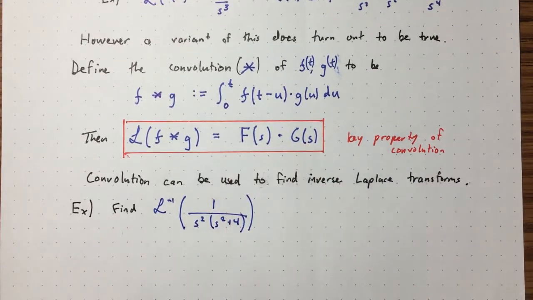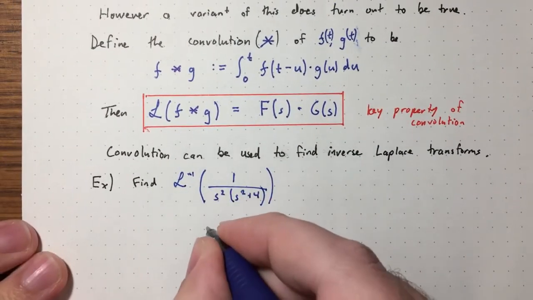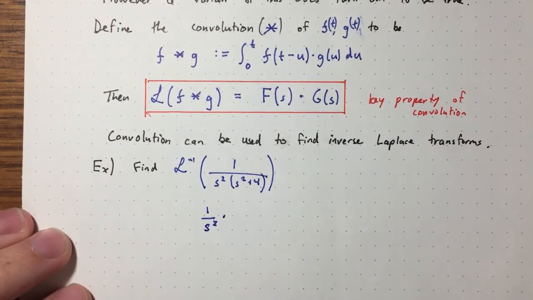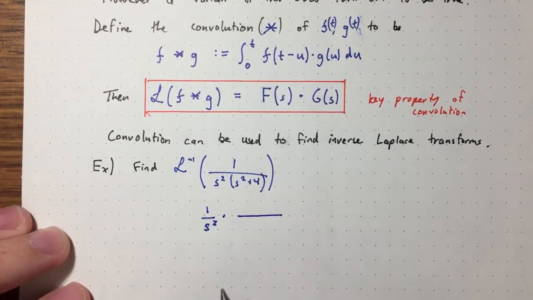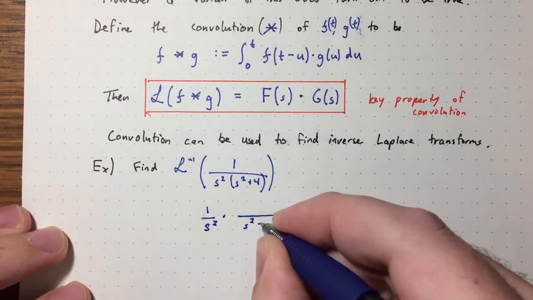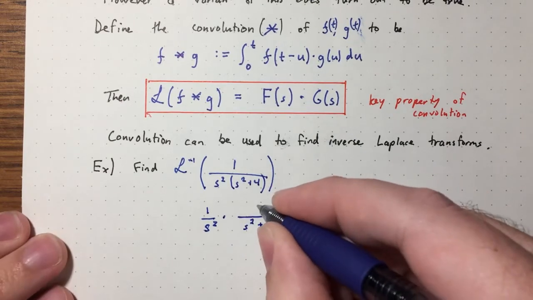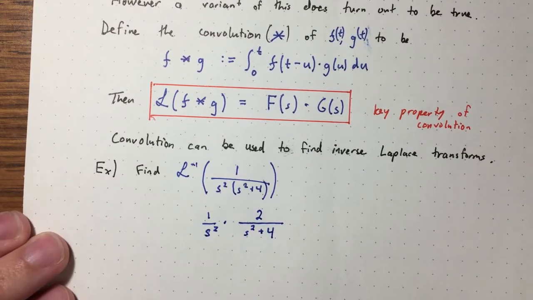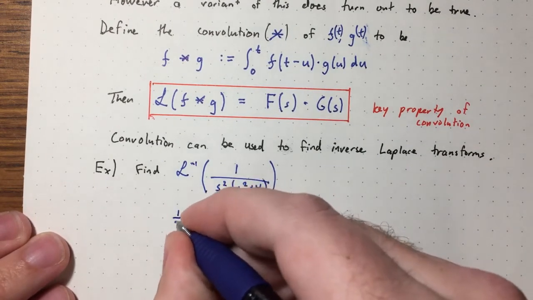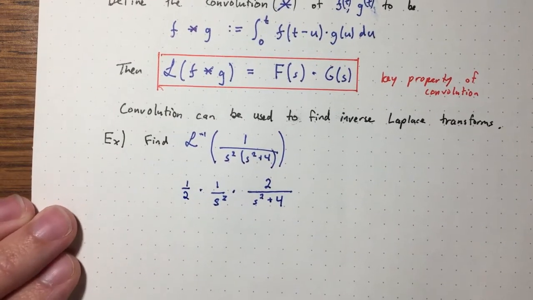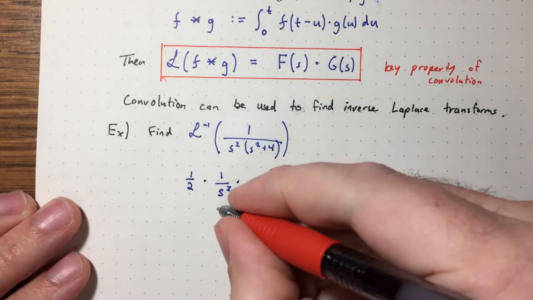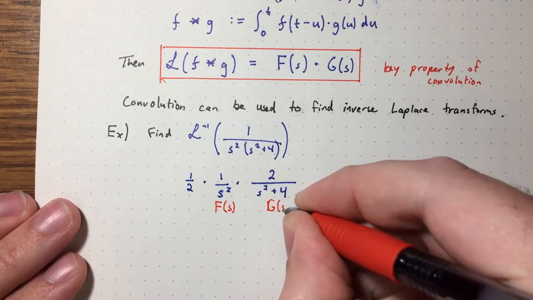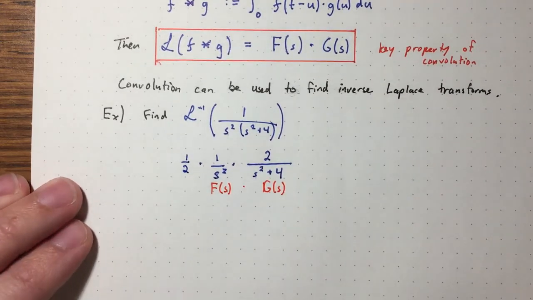So what is my capital F and what is my capital G? Well, let's write this out again. I have 1 over s squared. I can take that as my capital F. And then I have 1 over s squared plus 4. That's almost the Laplace transform of a sine. It would be exactly the Laplace transform of a sine if I had a 2 up there. But I can't change the problem, so I need to put a 1/2 out front. So I'm going to view this one right here as my capital F of s, and this one here is my capital G of s. Okay, so I have a capital F of s times capital G of s.